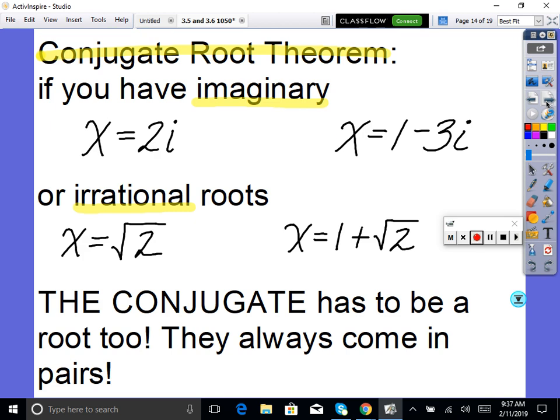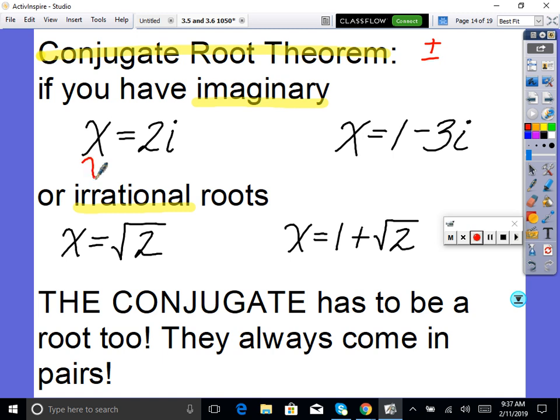Okay, so here is the conjugate root theorem, which we already know, guys. If you have an imaginary solution, its conjugate has to be a solution. If you have an irrational solution, its conjugate has to be a solution. Well, that makes sense, guys. These come from the quadratic formula. Doesn't the quadratic formula have a plus and minus? Then there is no plus without a minus. So therefore, once again, if you have an imaginary solution, its conjugate must be a solution.